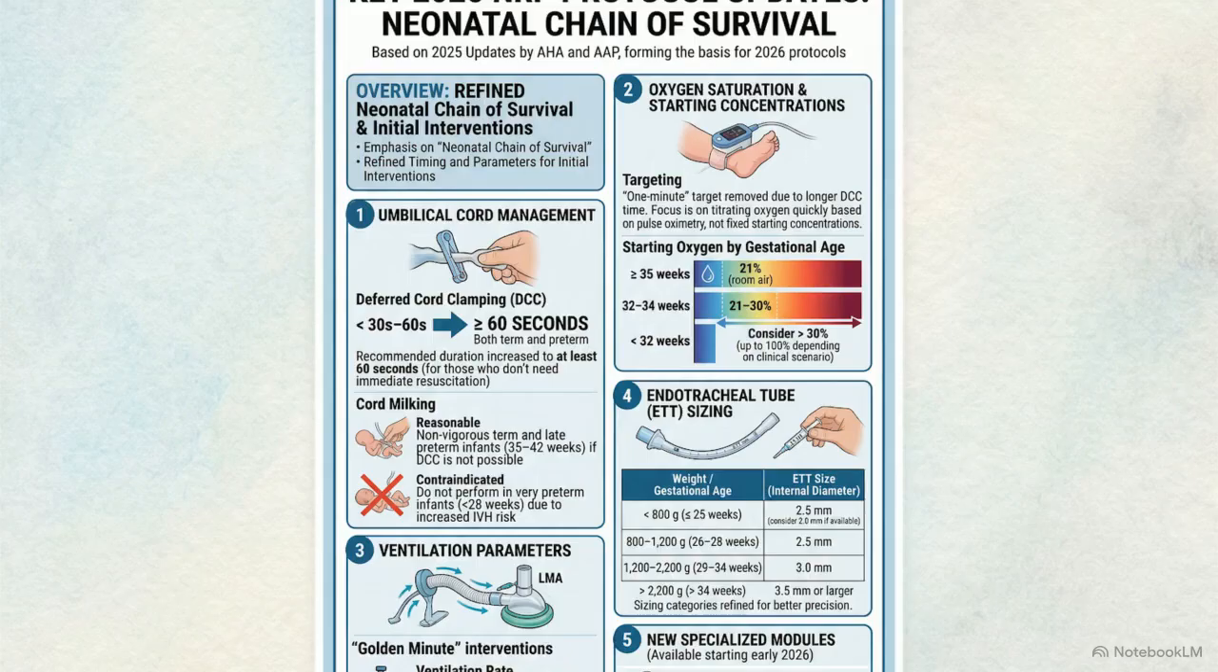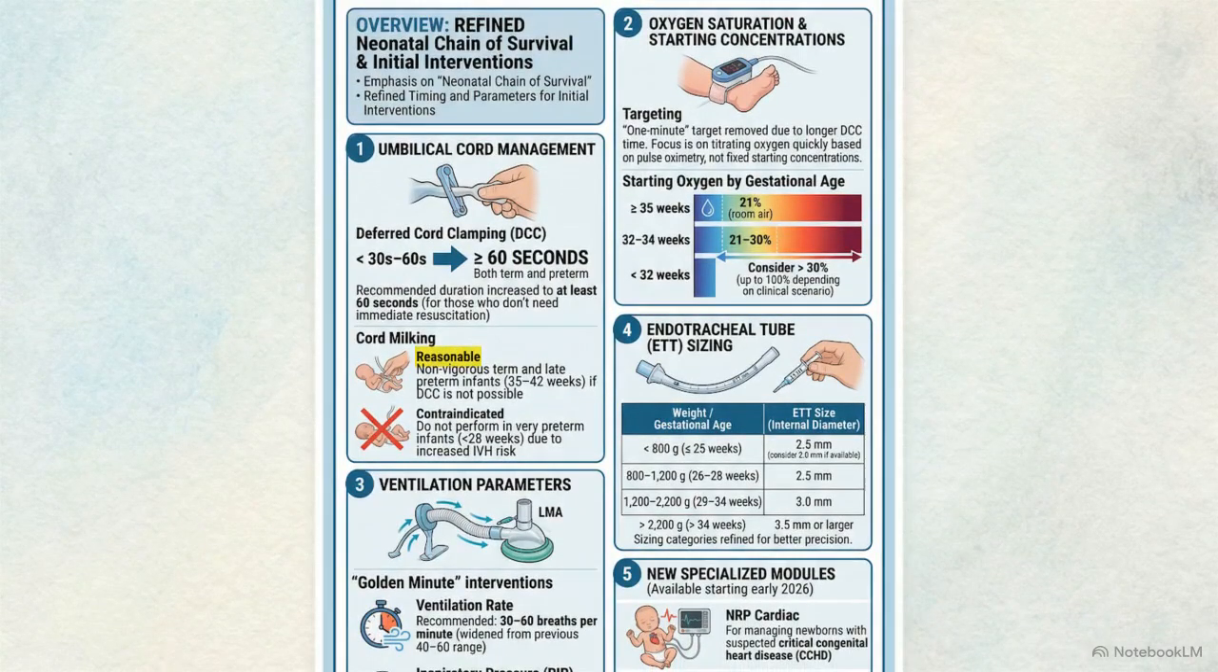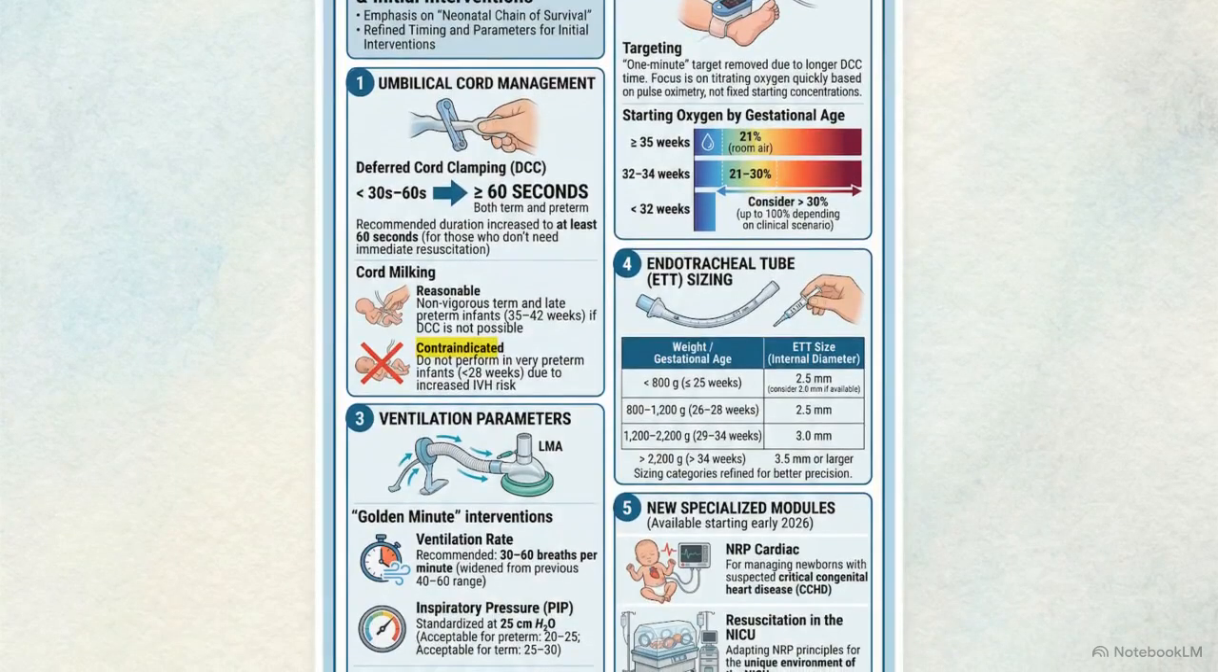The 2026 standard increases deferred cord clamping to at least 60 seconds, maximizing blood transfer. If impossible, cord milking is an acceptable alternative for term infants. However, cord milking is strictly contraindicated for extreme preterm infants before 28 weeks, creating severe risk of brain bleeding.